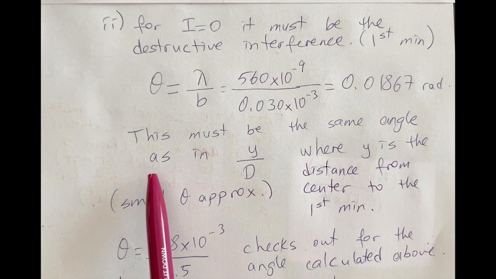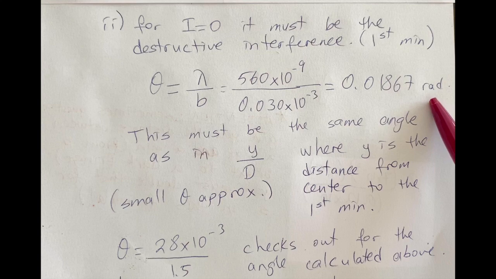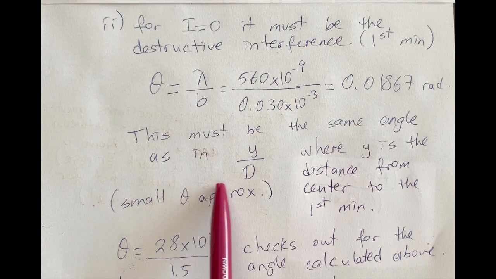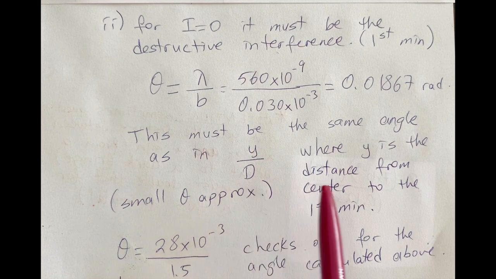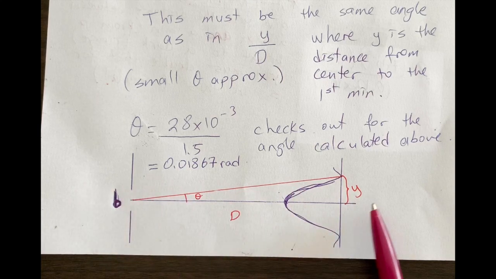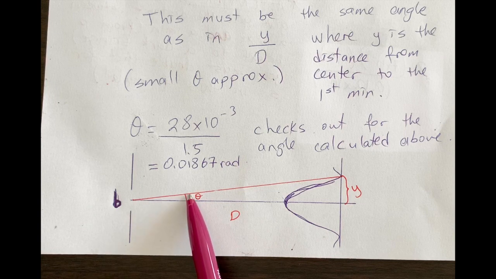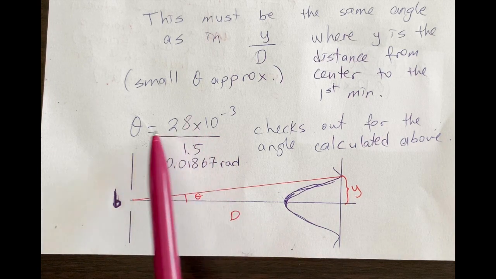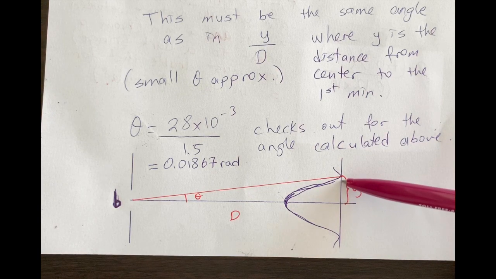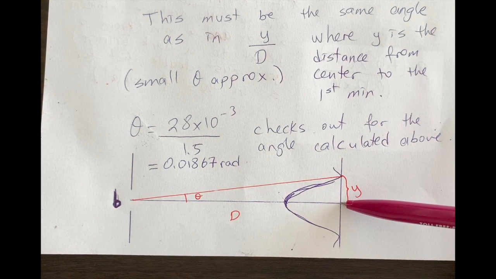To find the distance of the first minimum to the center, we need to remember that this must be the same angle as in y over d, where y is the distance from the center of the first minimum, using the small angle approximation. I have the diagram here to remind you of what we saw in the single slit diffraction lesson. This angle was the same angle as the angle calculated with lambda over b. This is the width of the half of the central bright.